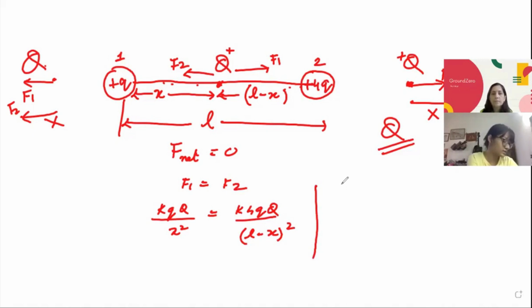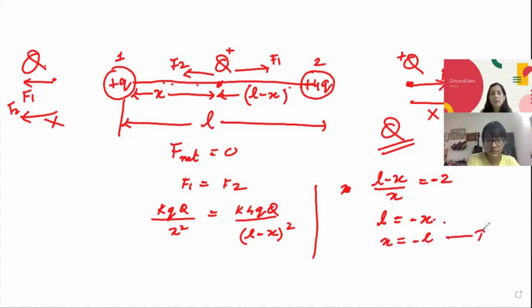x. You will be getting two values, right? When you solve the equation (L - x)/x = ±2, what are you getting? One value you will get as x = -L, and the other one as x = L/3. Have you got that?